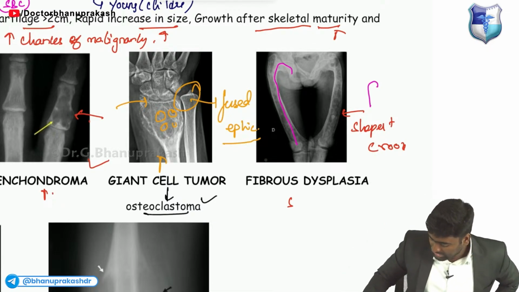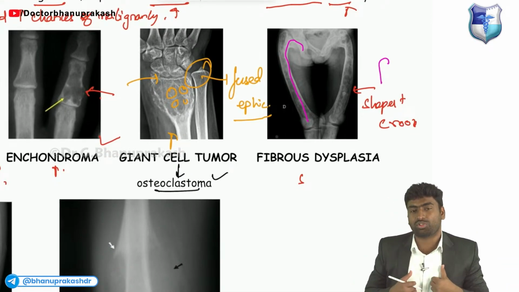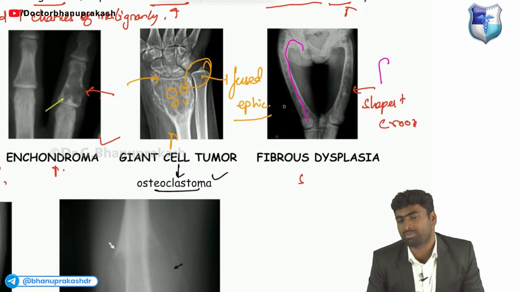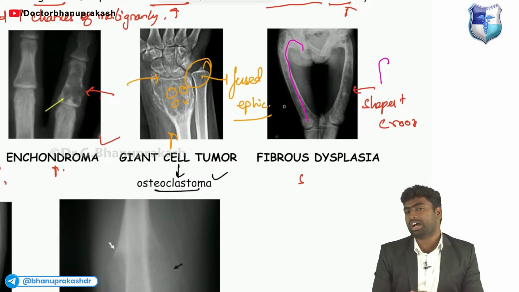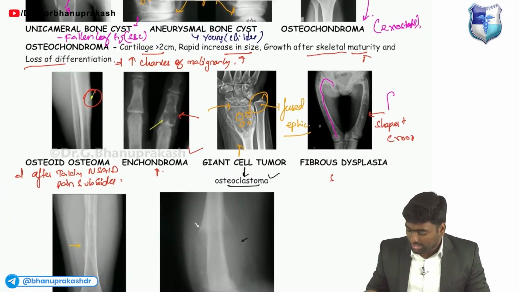Yeah. This enchondroma is associated with two syndromes. One is known as Maffucci syndrome. And this Maffucci syndrome will be associated with soft tissue hemangiomas. Okay, remember.